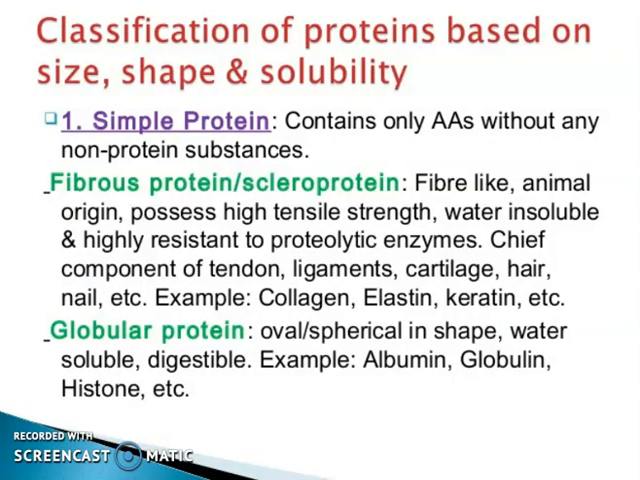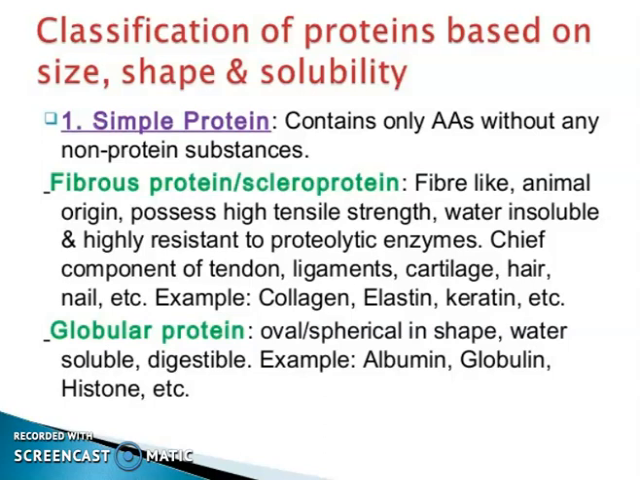Now friends, simple protein contains only amino acids without any non-protein substance. Fibrous protein, scleroprotein: fiber-like, animal origin, possessing high tensile strength, water insoluble, highly resistant to proteolytic enzymes, chief component of tendon, ligaments, cartilage, hair, nails. Examples: collagen, elastin, keratin, etc.